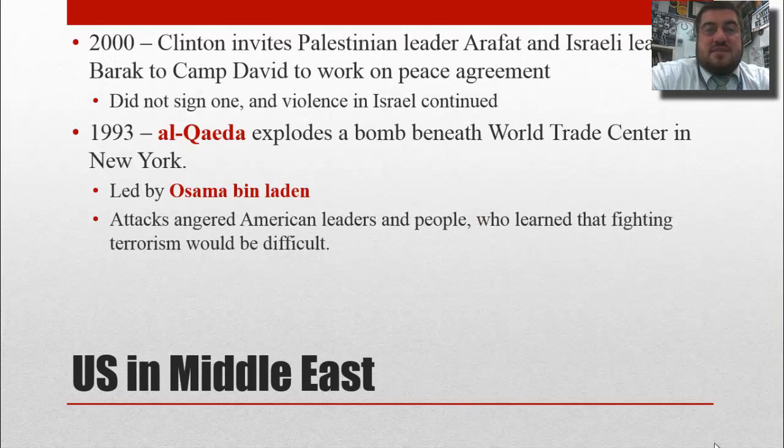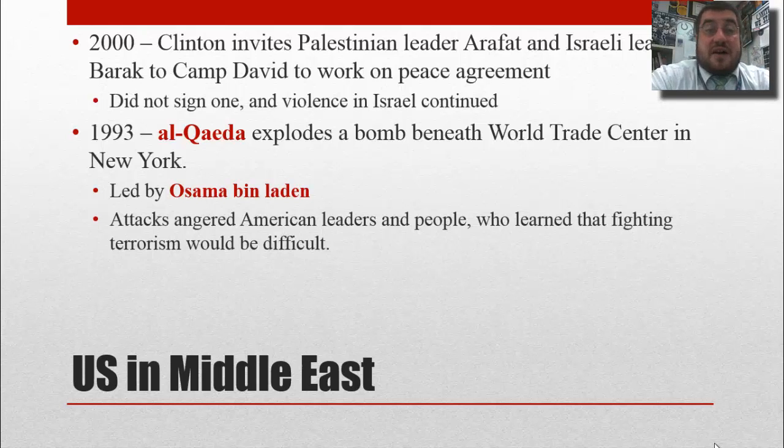And the U.S. policies in the Middle East: violence in Israel continues after Clinton invites the Palestinian leader, Yasser Arafat, and Israeli leader Barak to Camp David to work out a peace agreement, because this dispute, remember, before Israel was Israel and a Jewish home, it was Palestine. And so Palestinians are kind of a people without a country right now. And so they're trying to get back what they feel is rightfully theirs in Israel. And these two leaders cannot work out a peace agreement, and violence in Israel continues.